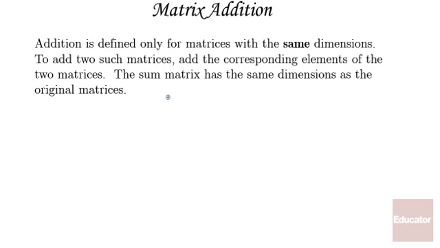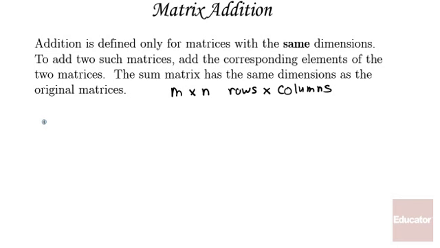So just to review, the dimension of a matrix is m times n, where m is the number of rows and n is the number of columns. Two matrices must have the same number of rows and columns in order for addition to occur. If that specification is met, then you add the corresponding elements of the two matrices. The sum matrix will have the same dimensions as the original matrices.